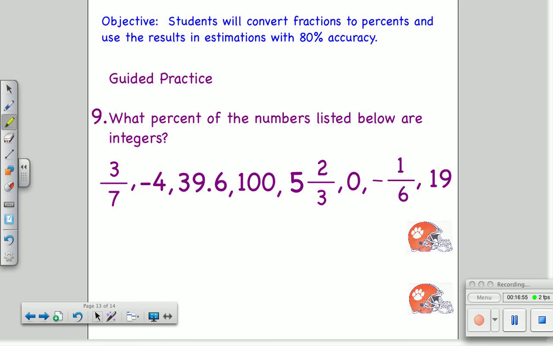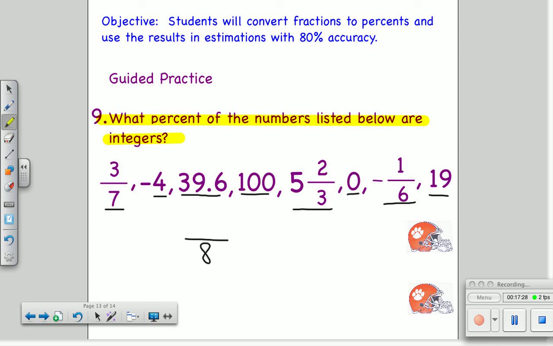Now here's a word problem. Make sure you write all of this, please. What percent of the numbers listed below are integers? So first we have to find out how many numbers there are. There's no math here, we're just counting. How many terms do I have? Okay. Here's 3/7 is 1, -4 is 2, 39 6/10 is 3, 4, 5, 6, 7, 8. I have 8 numbers.